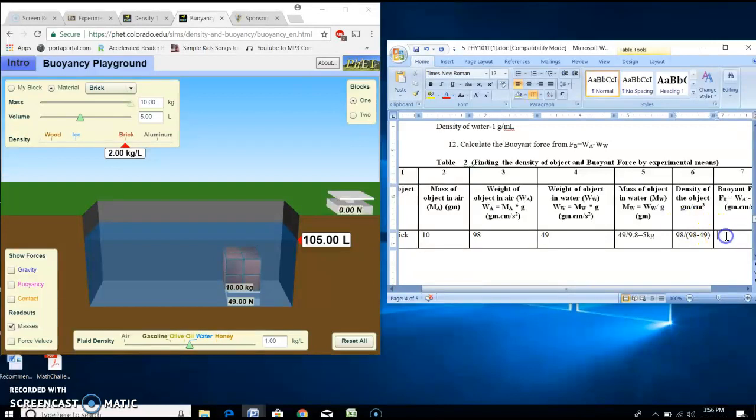And then the buoyant force is pretty self-explanatory, which is 98 minus 49. That would be 49. So that should be your experiment 5.